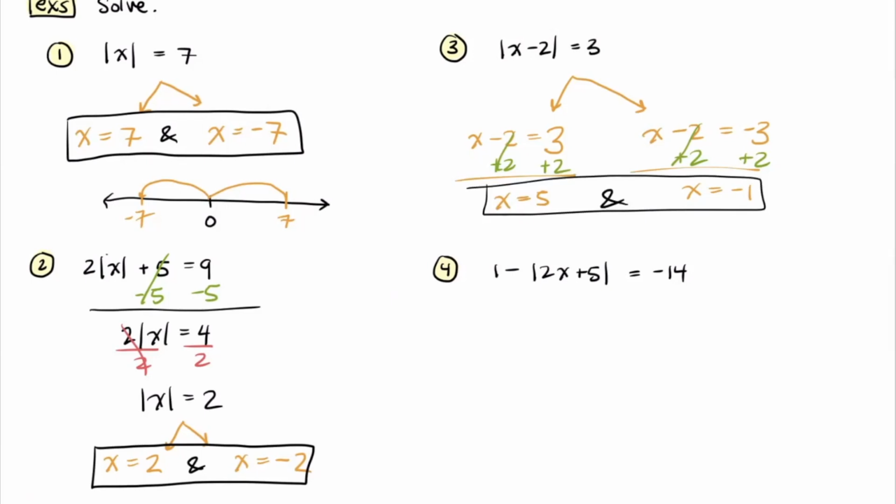All right, the last one here is 1 minus the absolute value of 2x plus 5. So same thing applies. We want to first isolate the absolute value. So let's do -1 on both sides.